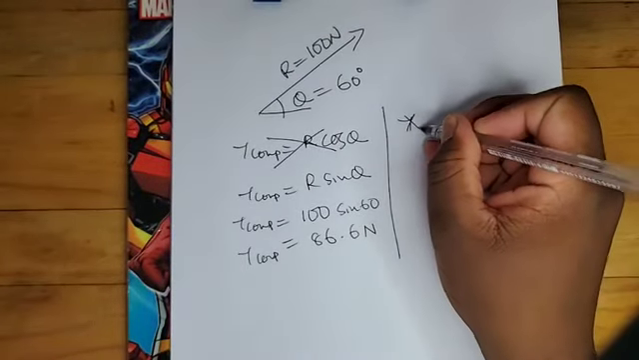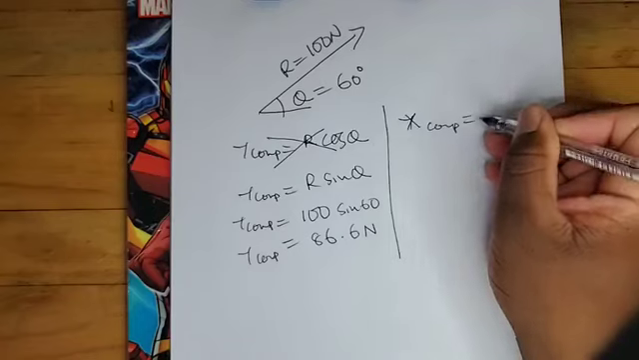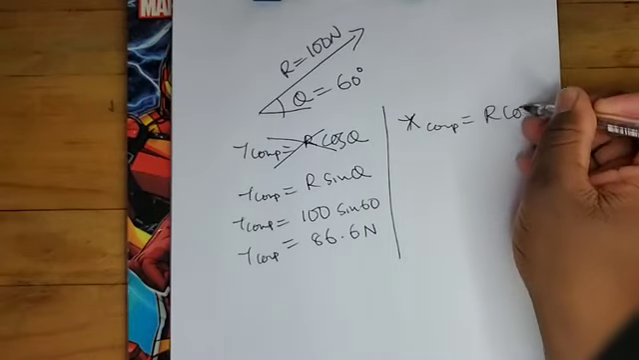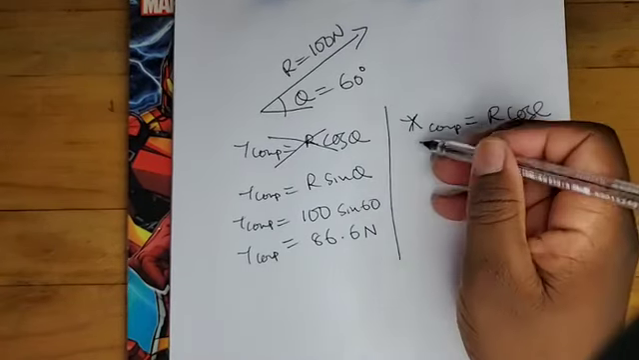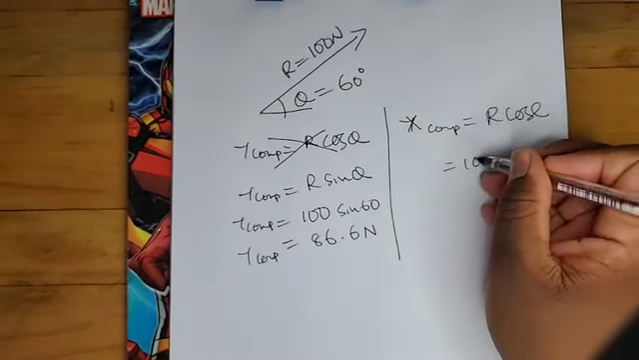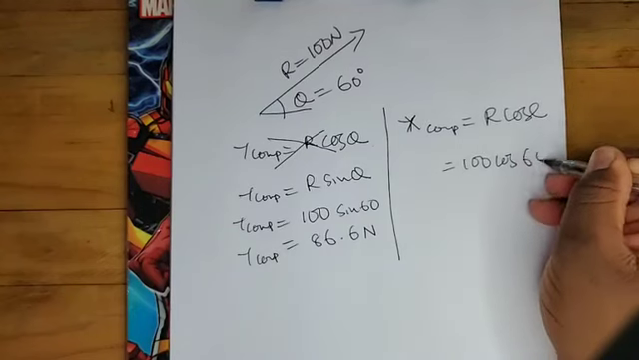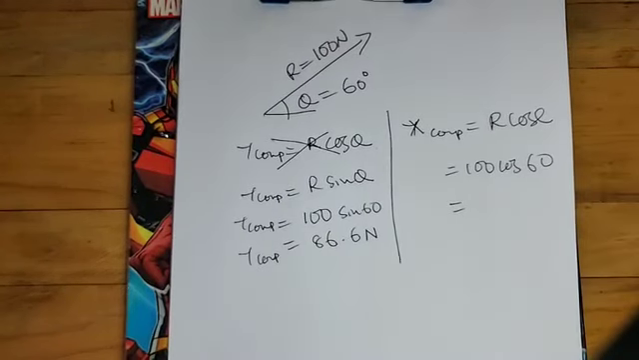The other one will be the x component. So the x component will be r cos theta. Fine. So you plug in, that's going to be 100 cos 60. What does it give us?